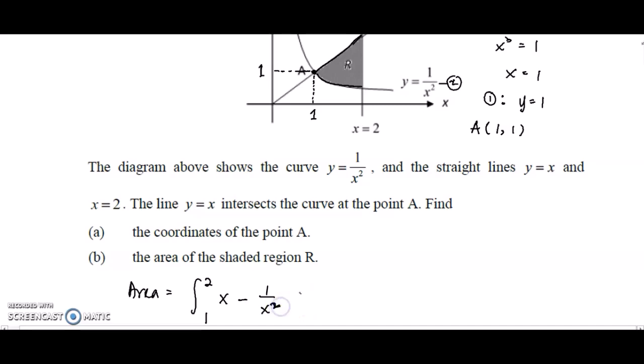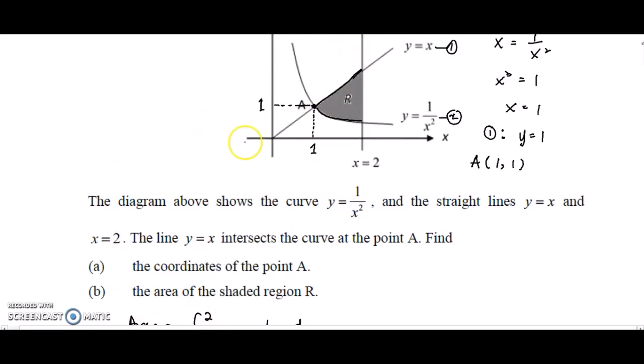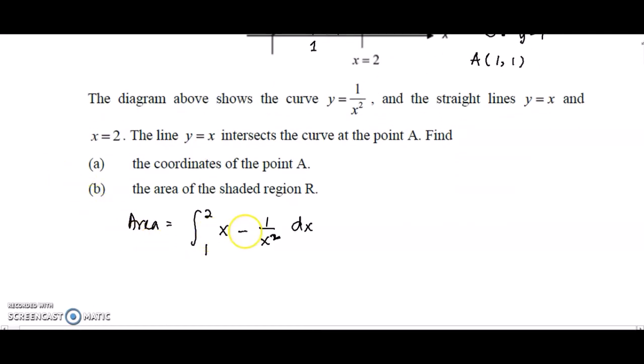Then now we integrate with respect to x. Alright, so when you integrate the function x, actually you get the area of this trapezium. And if you integrate 1/x squared with respect to x from 1 to 2, you get the area of this dotted region. If I take the trapezium area minus this dotted region, I will get the region R that is requested by the question. So actually we are taking the area of the trapezium minus the area of the dotted region. So now start to integrate.